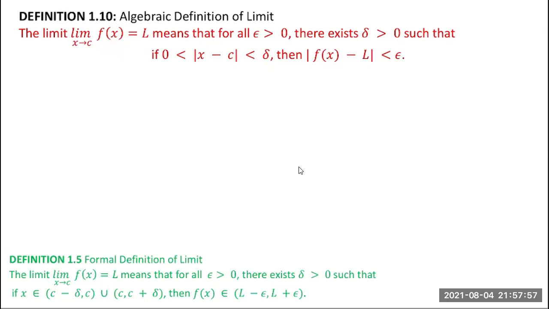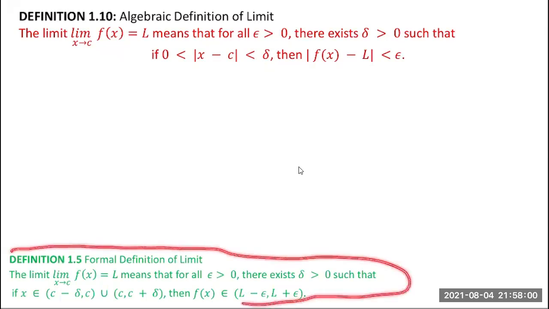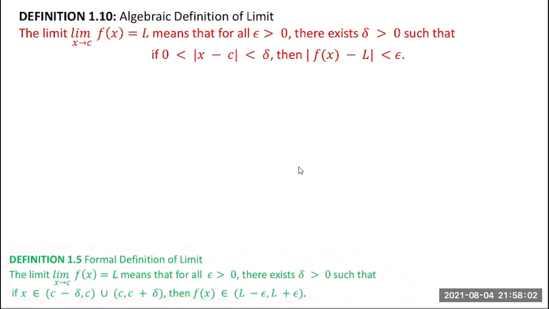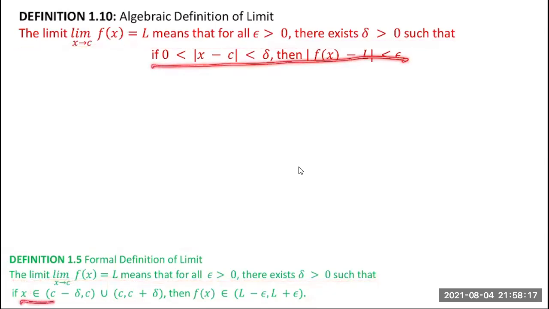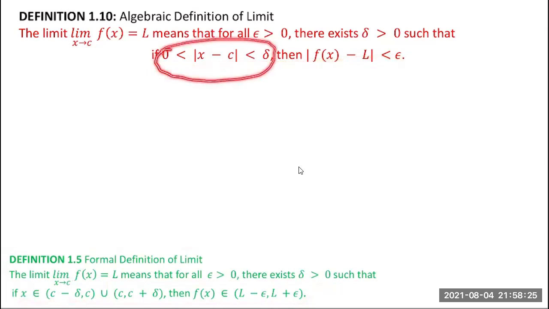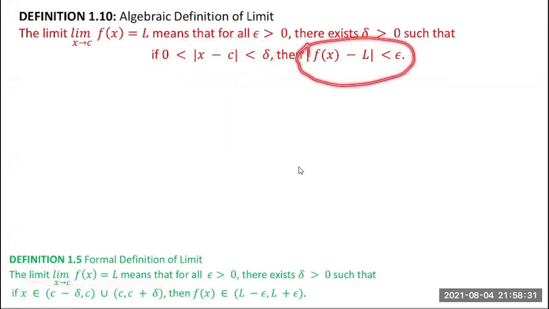And by the way, this is the formal definition of limit that we discussed in the previous section. These two definitions are equivalent. As you can see, the first lines are exactly the same in both definitions, only this part is different. These two parts are different, but they mean the same thing. For example, saying this is the exact same thing as saying this. This statement is equivalent to this statement. So these two definitions are equivalent.